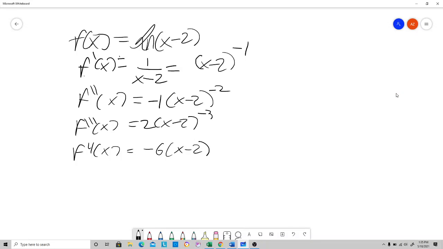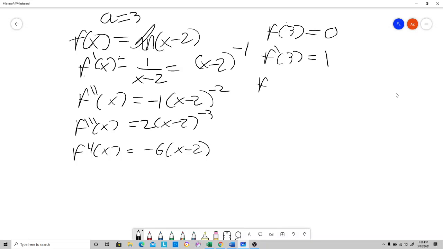Oh, and something I forgot to mention is that we're centering. No, this is not Maclaurin, because if it was a Maclaurin, it would be centered around 0, but we're centering it around 3. So a is 3. So now, if we solve for it, f of 3 is going to be ln of 1, because 3 minus 2, and ln of 1 is just 0. Then f prime of 3 is just going to be 1.